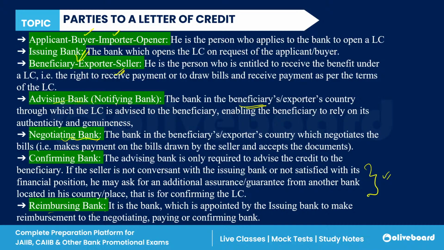Now, the reimbursing bank is a bank appointed by the issuing bank to make the reimbursement to the negotiating, paying, or confirming bank. This is not compulsory in every situation. These four are compulsory in every situation. These are the add-ons, for adding security.